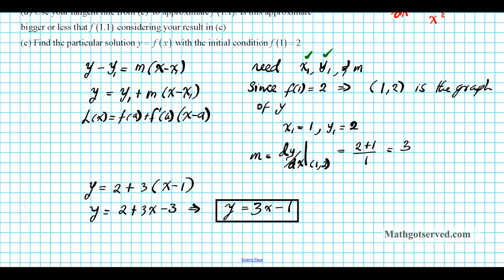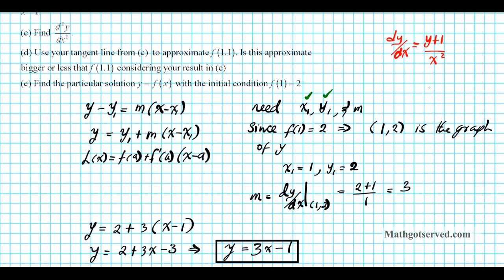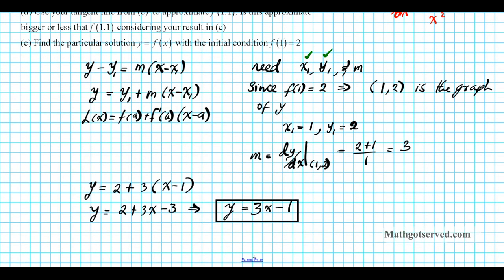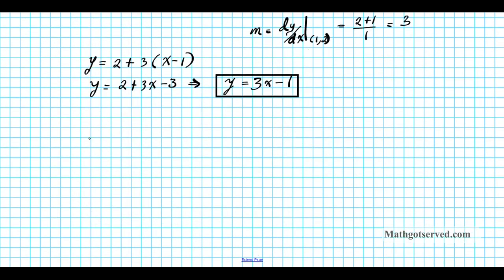So for part C, we are to find d squared y dx squared. So what on earth does that mean? d squared y dx squared is basically the second derivative of the original function. So for C, we have to find d squared y dx squared.